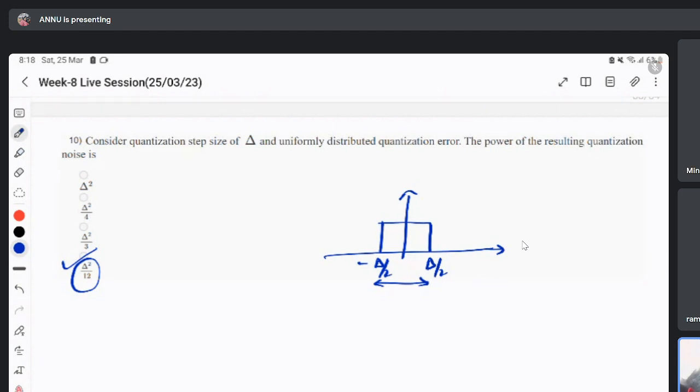It was integration over this noise power. I'm not remembering the fact, but using this probability distribution, integration and all, you'll get delta square by 12, which is the ideal one. So this is the ideal one. Sometimes in the question you don't usually get delta square by 12. So yes, this one is the ideal one.